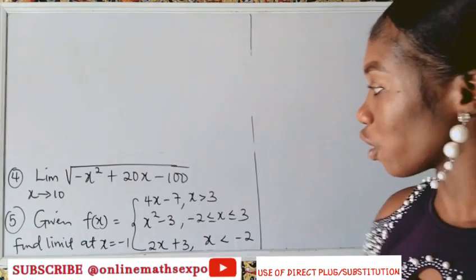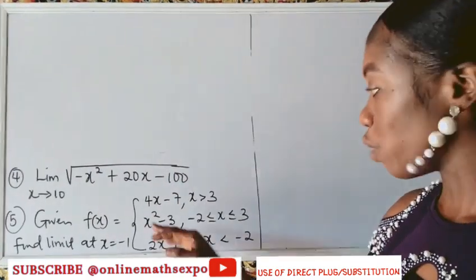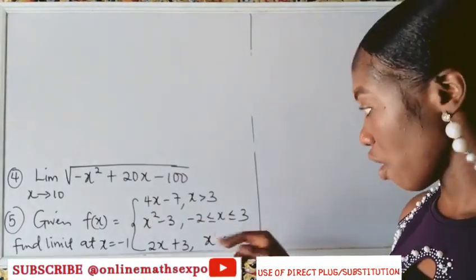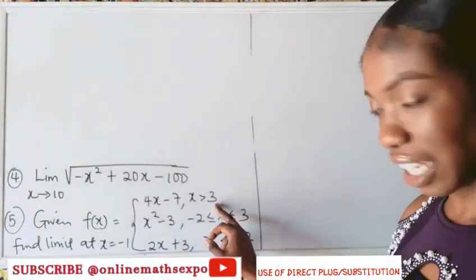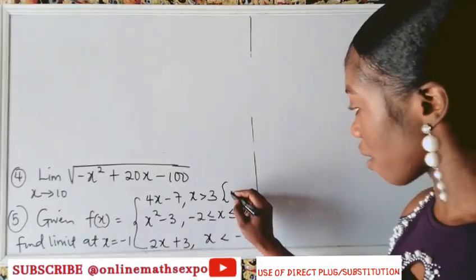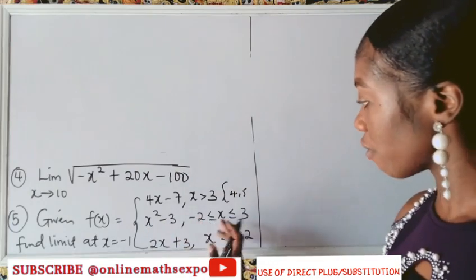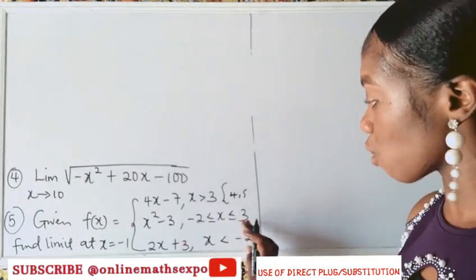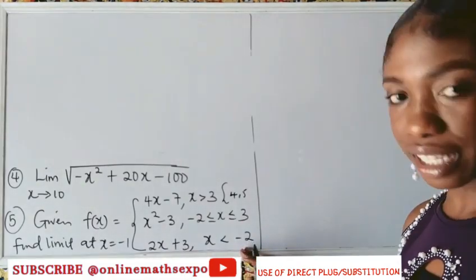Fifth question, we are told this is a function and it's given we have 3 functions here with their different intervals. For this first function, 4x minus 7, x is greater than 3. So if x is greater than 3 here, we are having numbers like 4, 5, and so on. For this function, the values of x are within negative 2 and 3. And for this last function, x is less than negative 2.